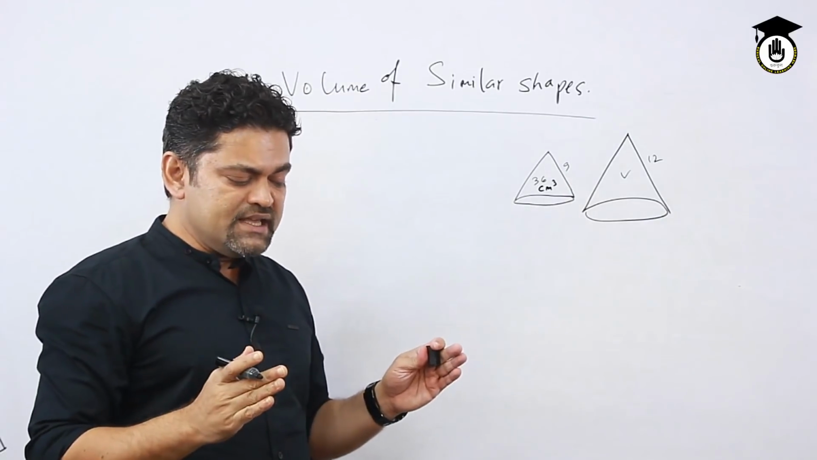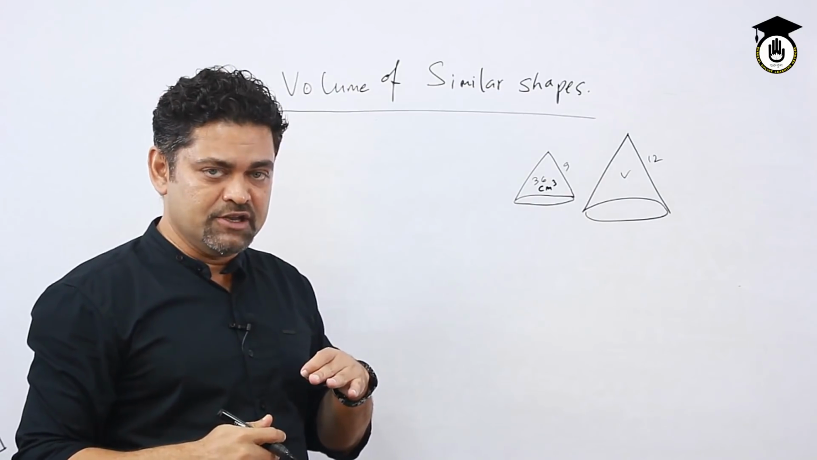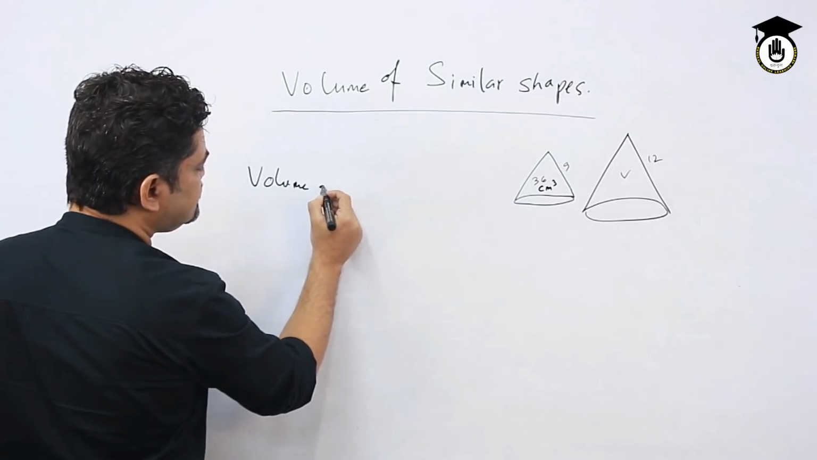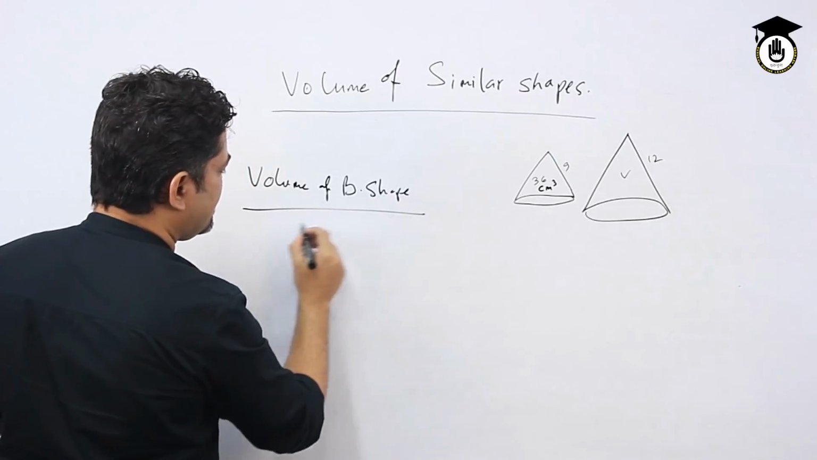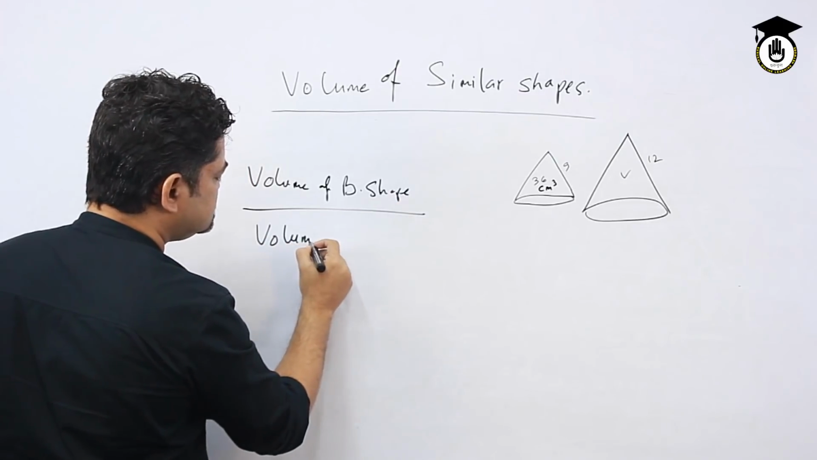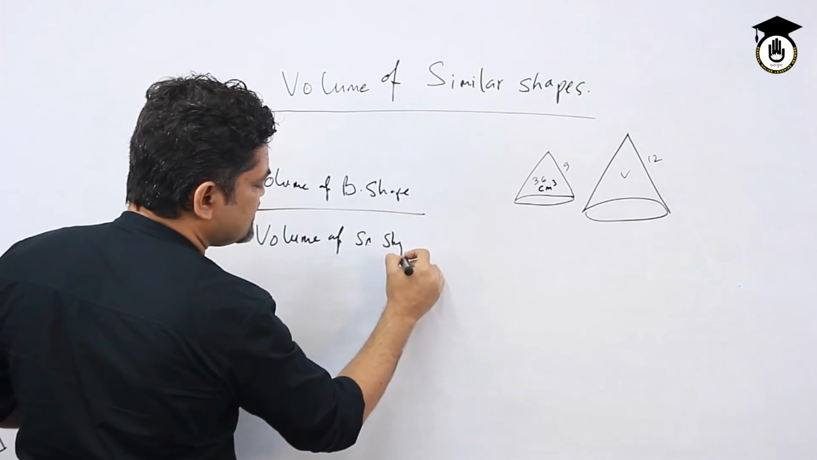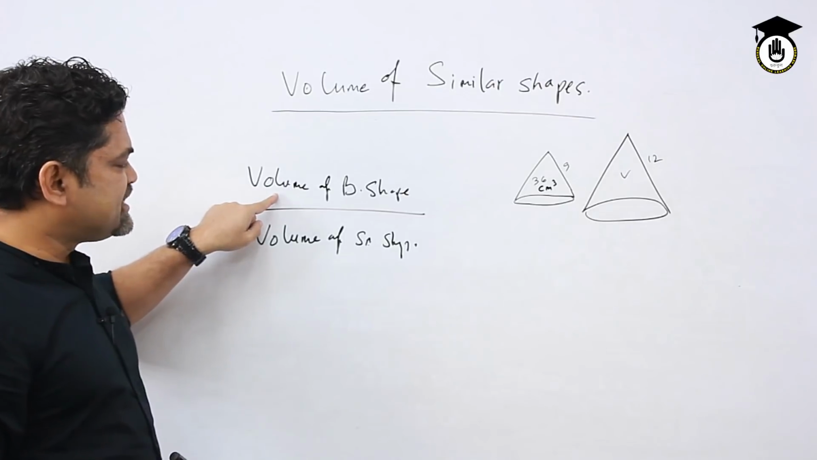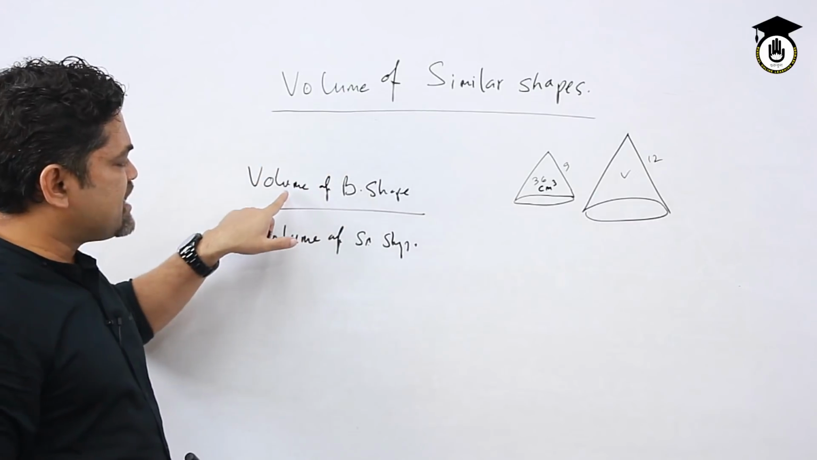The formula for volumes is almost similar to the one for areas. You see, the volume of the bigger shape divided by the volume of the smaller shape. If you remember the area formula, the only difference is that there I wrote area, but in the case of volume I am writing volume.